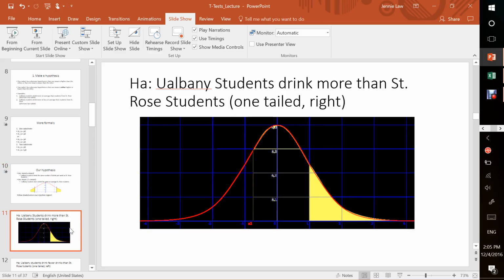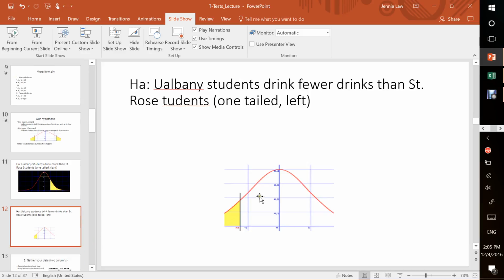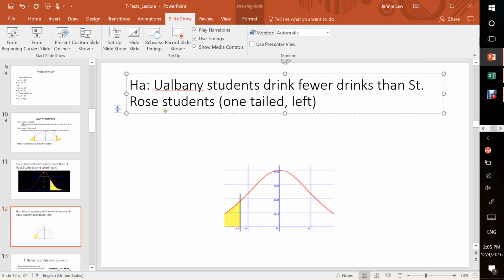So we could have an alternate hypothesis that UAlbany students drink more than St. Rose students, which would be a one-tailed right alternate hypothesis instead of the two-tailed approach that we're taking. That would mean our rejection region would be over here to the right, as we're looking specifically for an effect that says UAlbany students are drinking more. Or we could have an alternate hypothesis that UAlbany students drink fewer drinks than St. Rose students, which would be off to the left, meaning we're trying to detect an effect over here that UAlbany students are drinking less.